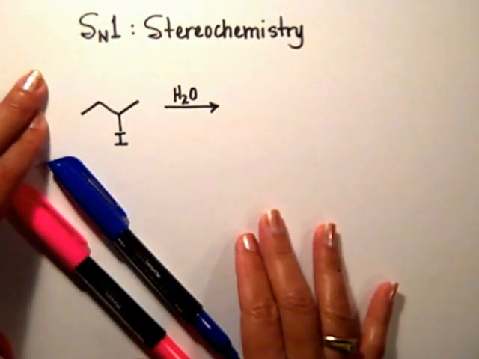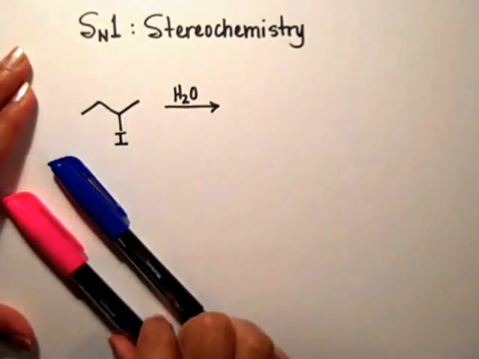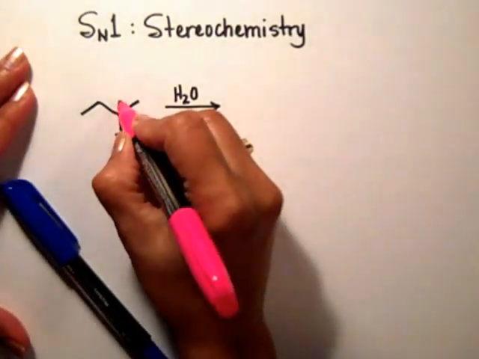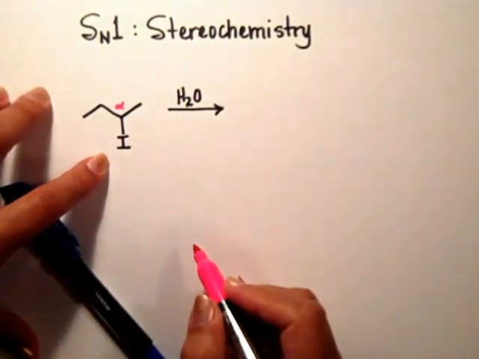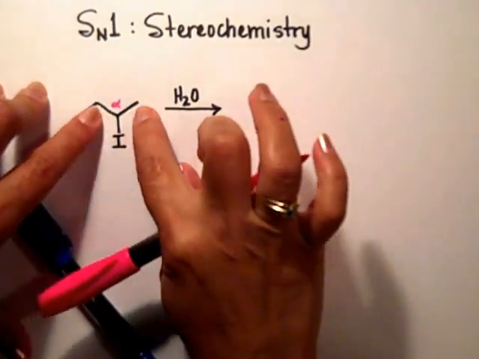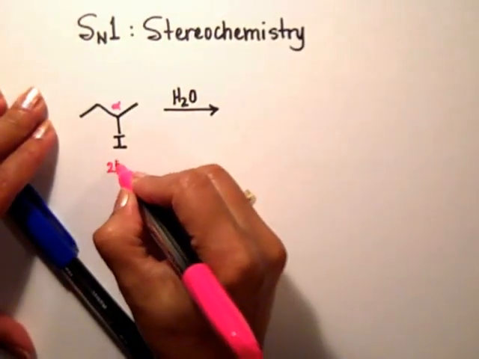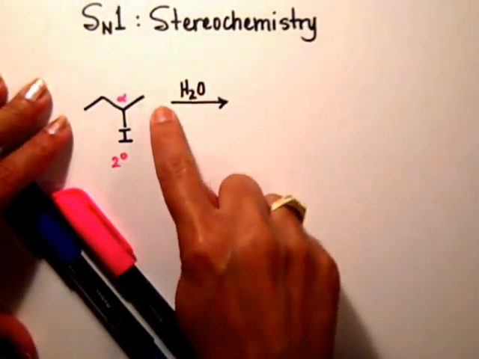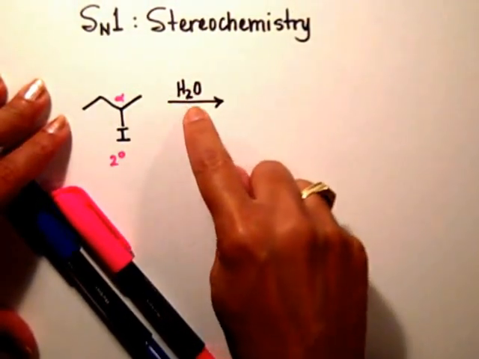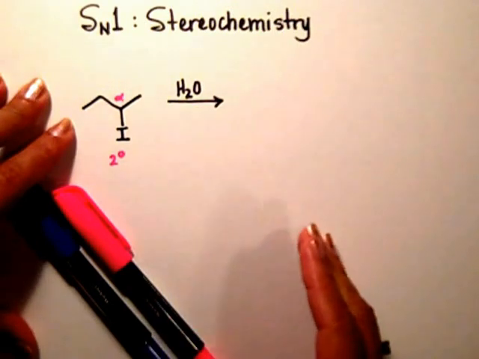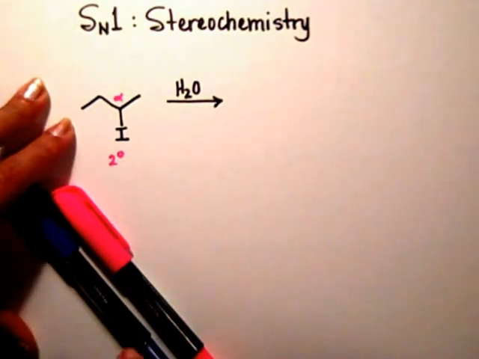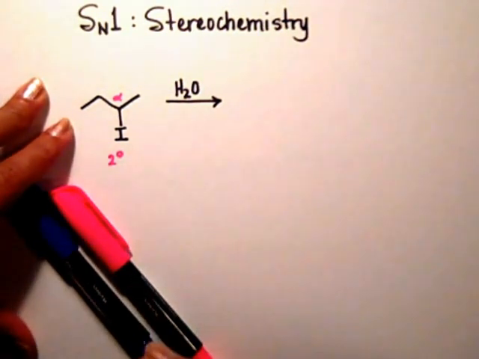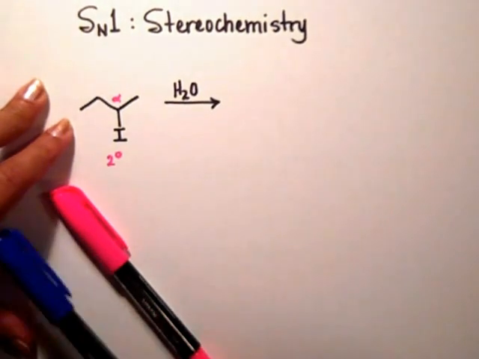The SN1 reaction from a stereochemical point of view. We have a secondary alkyl halide here. Notice that the alpha carbon is attached to 2 carbons, so it's a secondary alkyl halide. And we're going to do the SN1, and we know that because a secondary plus a weak nucleophile has to undergo the SN1 reaction. The nucleophile has to be strong to do an SN2.